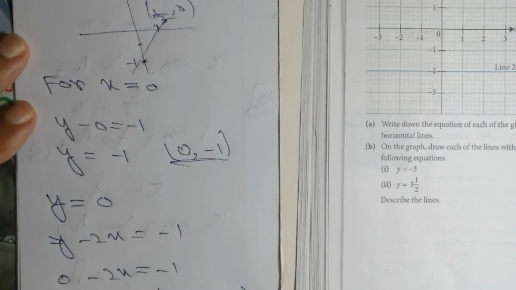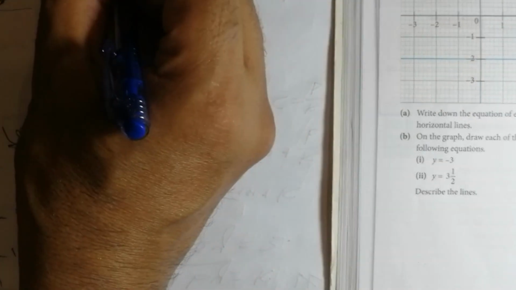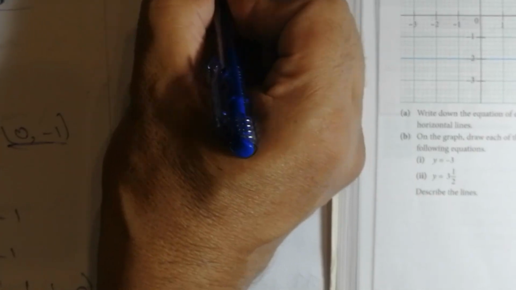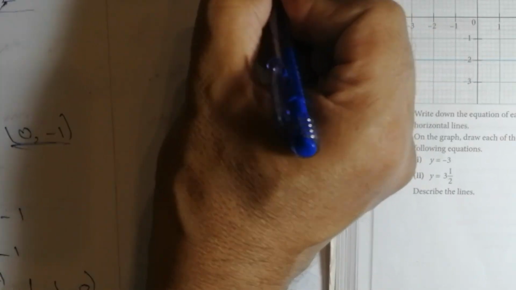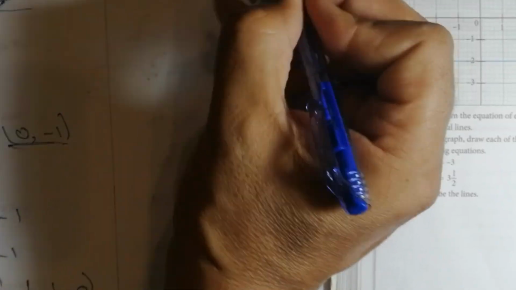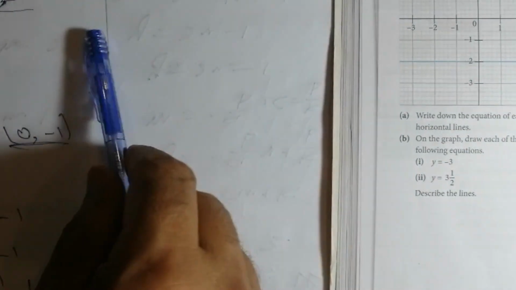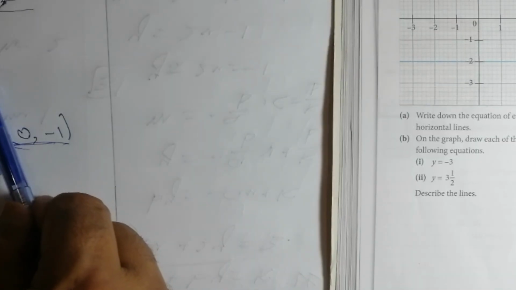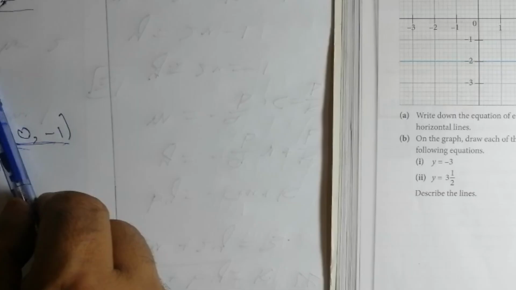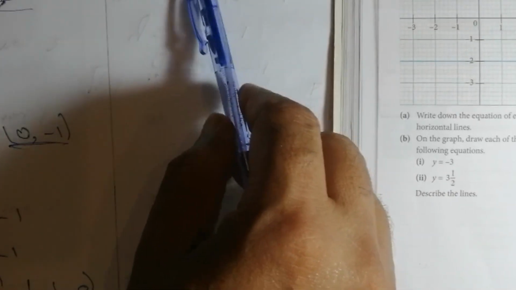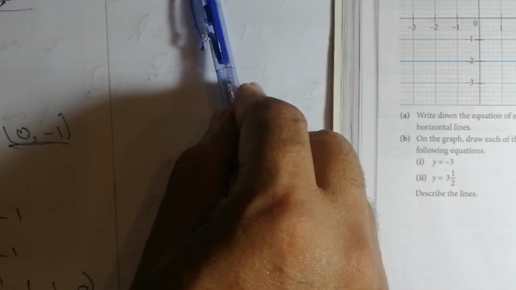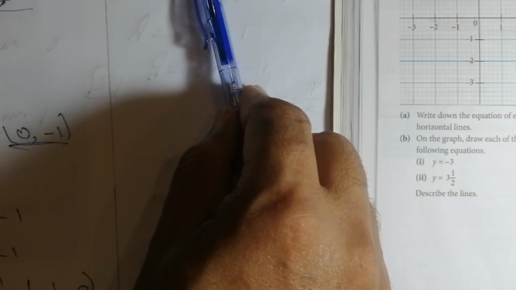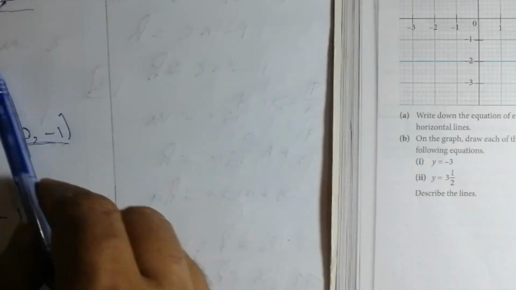So part B, the equation is 3x plus 2y. We will adopt the same method that we took before. For x equal to 0, we will first put x equal to 0. When we take x equal to 0, it means the line will intersect the y-axis at.